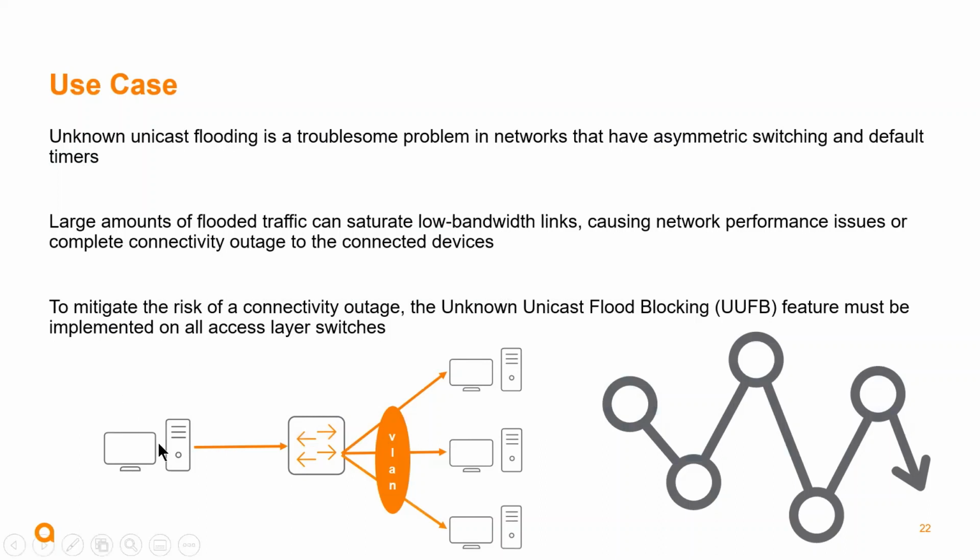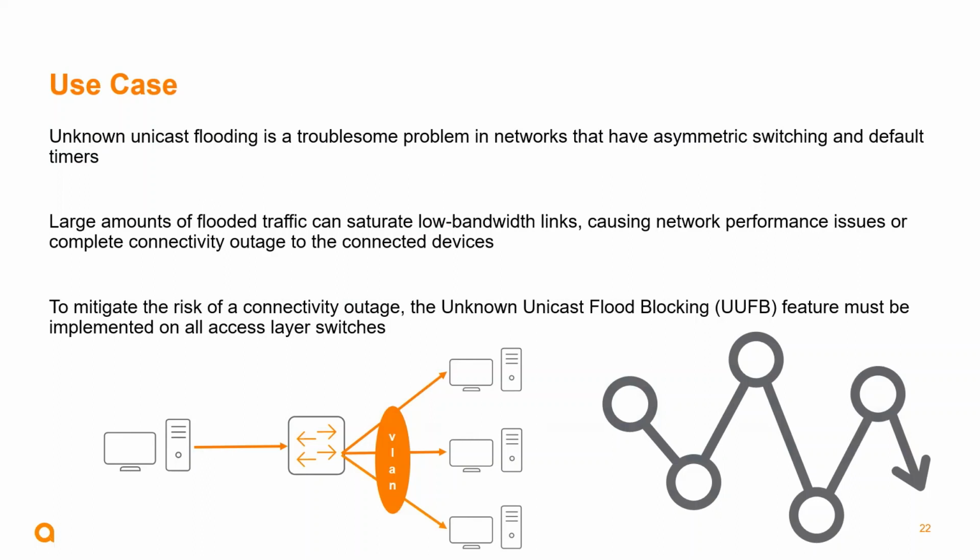We see here, if a workstation sends any unknown unicast packets, first the destination MAC will be checked. If the destination MAC is not present in the switch, all ports within the VLAN will receive that unknown unicast packet. So it will create flooding. This large amount of flooding traffic can saturate the low bandwidth links, causing network performance issues or complete connectivity outage to the connected devices.